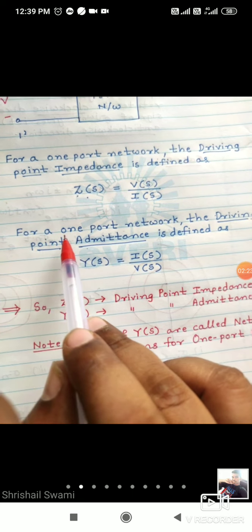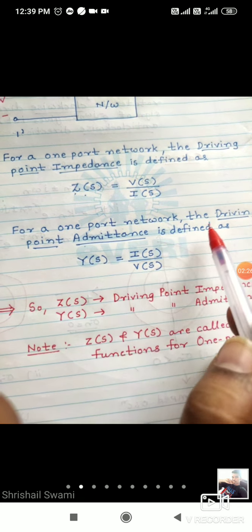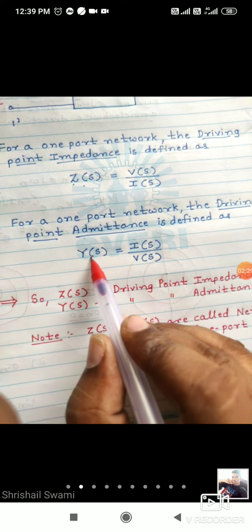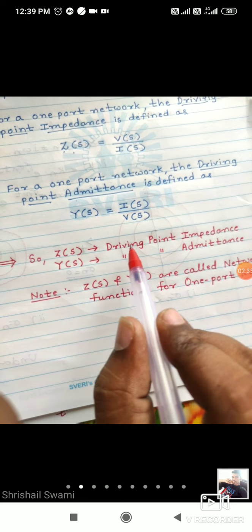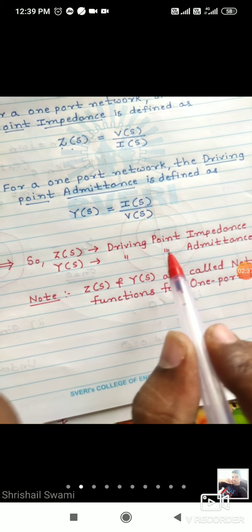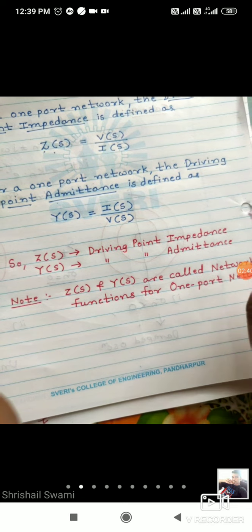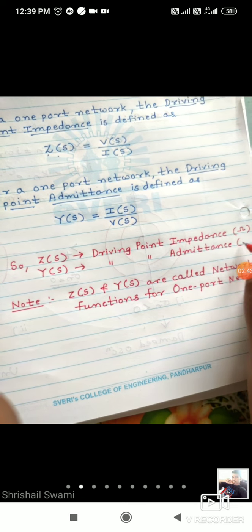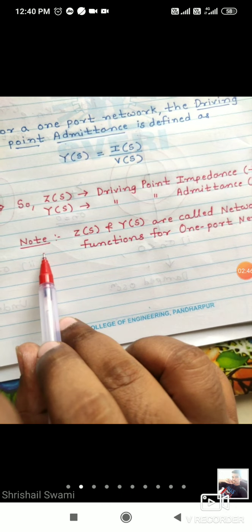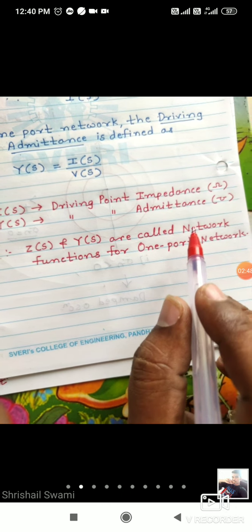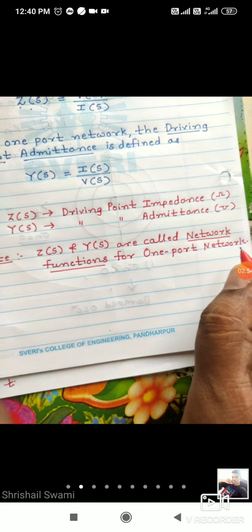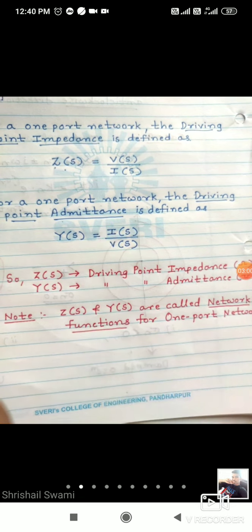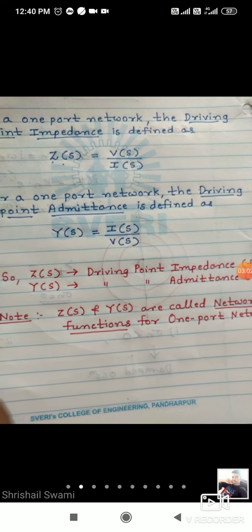Similarly, for a one port network, the driving point admittance is defined as Y of S equal to I of S divided by V of S. So Z of S is called the driving point impedance, and Y of S is called the driving point admittance. The unit for this is ohm and for this is mho. Next note point: Z of S and Y of S are called the network functions for a one port network. One is the driving point impedance and the second is the driving point admittance. So we have covered this point.